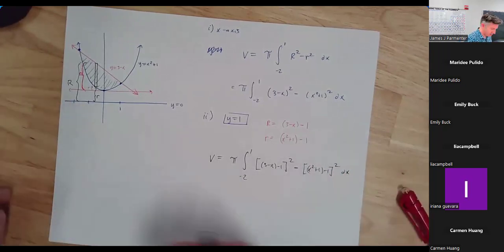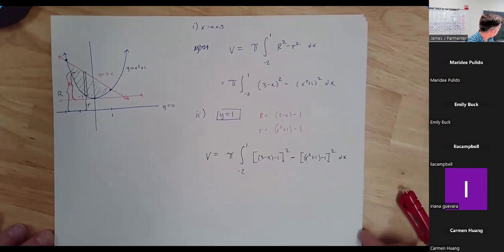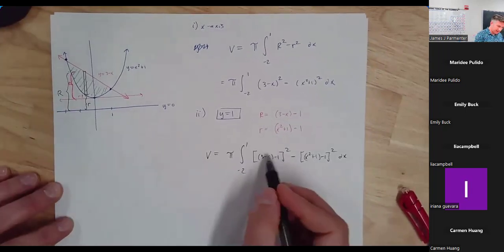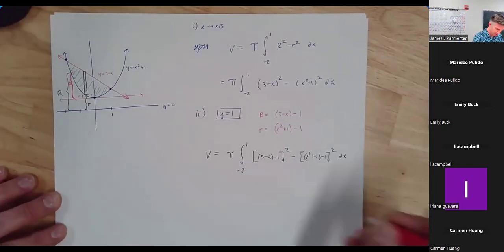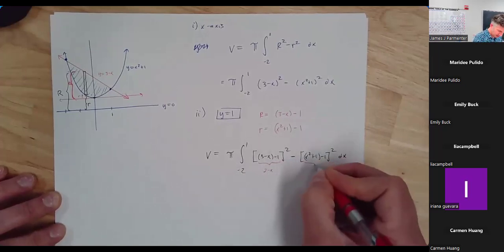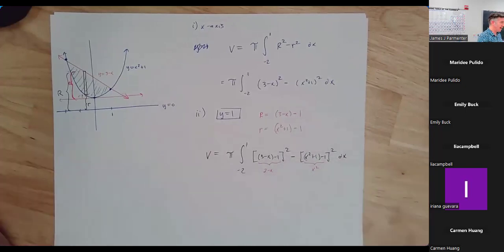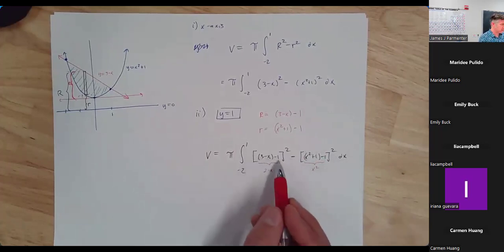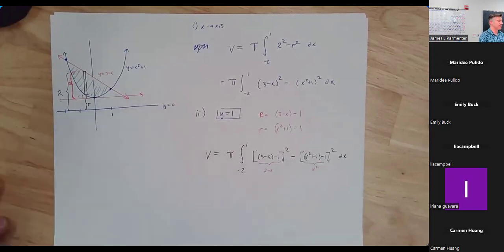Yes, you could simplify each of these, right? You could write this inside part here as just 2 minus x if you wanted to, and this inside part is just x squared. I don't particularly like doing that, even though it's a pain to write it out this way, because I like to show that it really is the difference between my function and my axis of rotation. I think it's nice to see that.